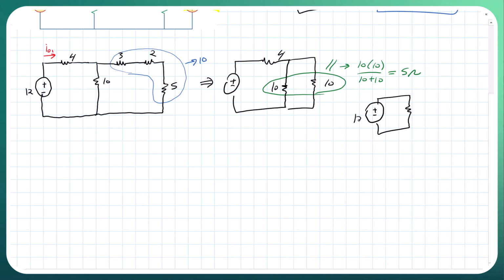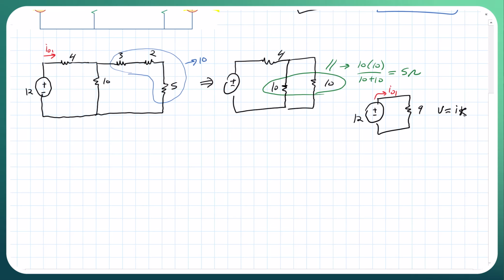something like this, where we have 12 volts and we have 9. Okay, and this is simply our I naught 1, and so now we just need to solve for that. Okay, well, this is V equals I R.